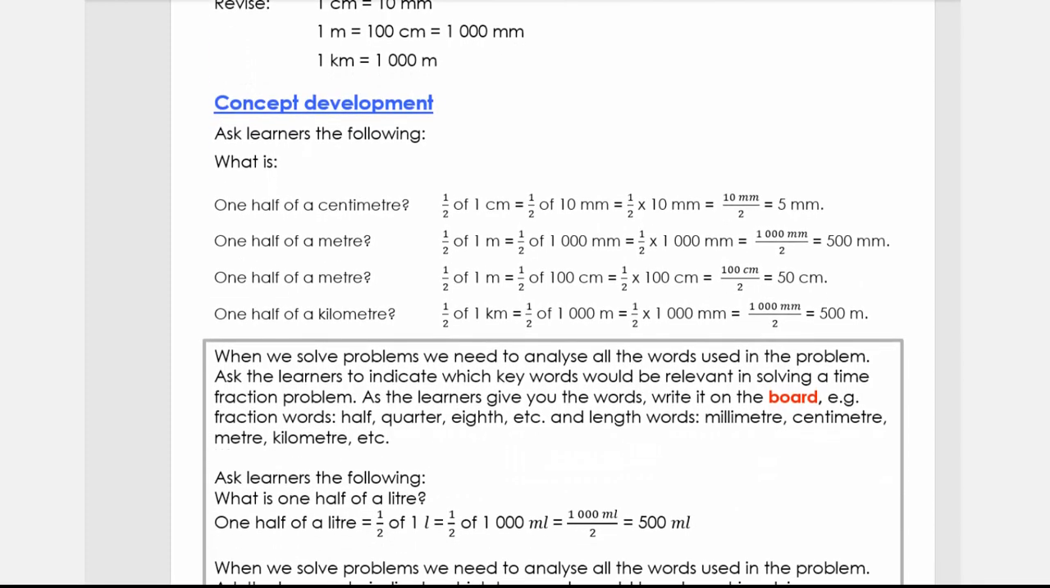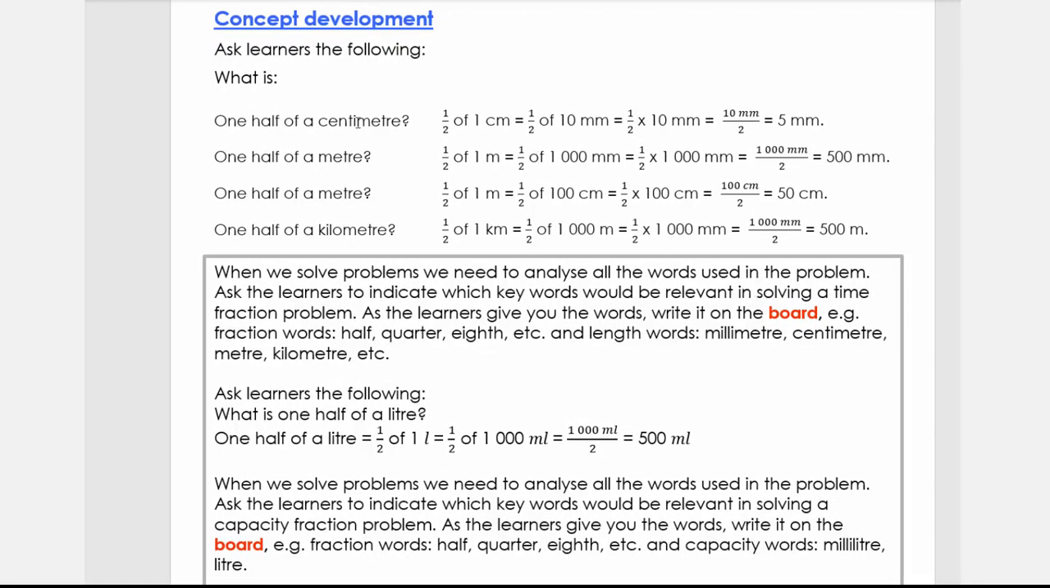Okay, so we're going to look at the concept development. We're going to ask what is 1/2 of a centimeter. So we're going to write 1/2 of 1 centimeter. Of is then our multiplication symbol. So we're going to say what is 1/2 of 10 millimeters, because it's easier for us to calculate it then. So we're going to convert it to 10 millimeters. We're going to say 1/2 and we're going to change the 10 millimeters to a fraction, and we're going to say 1 times 10 millimeters and 2 times 1 equals 2.